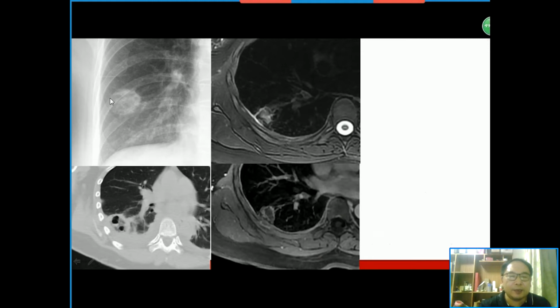This is the radiograph showing this lesion, and 1 week after ablation, she developed right lung pneumonia infection, and 6 months later we did follow-up, and with MRI we can see no enhancement.